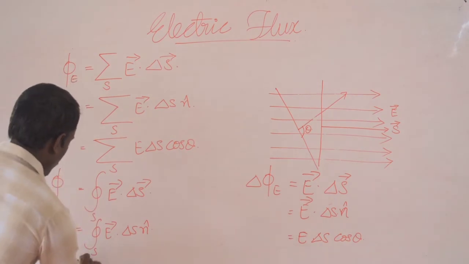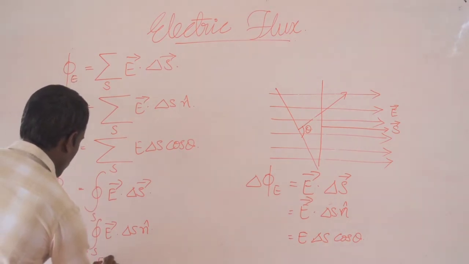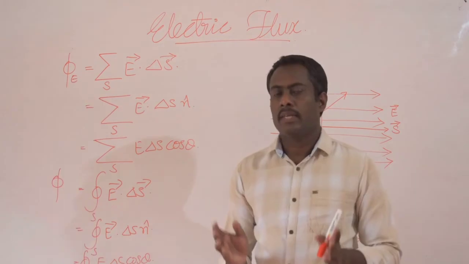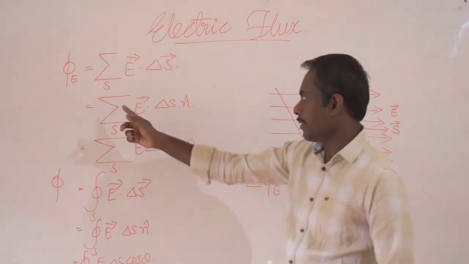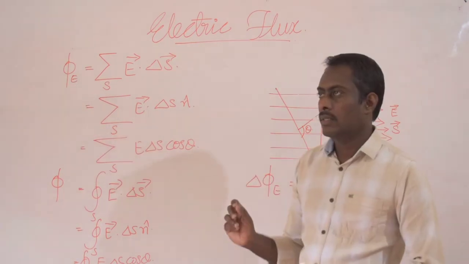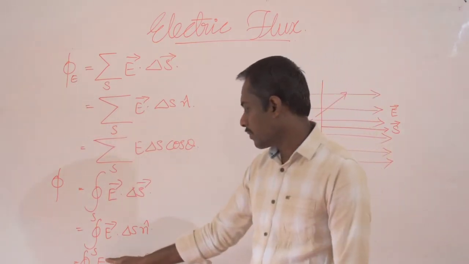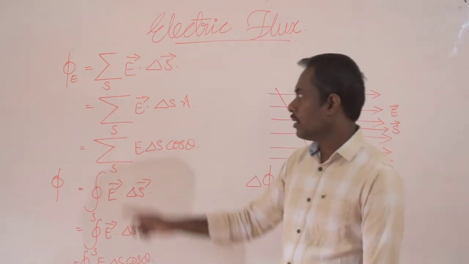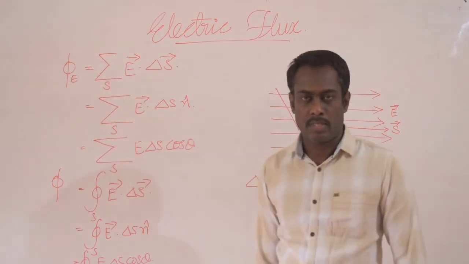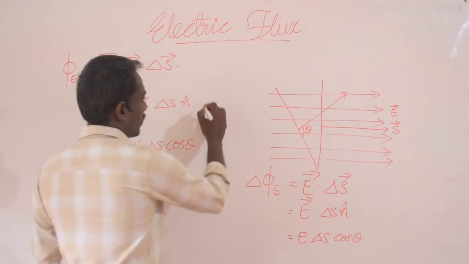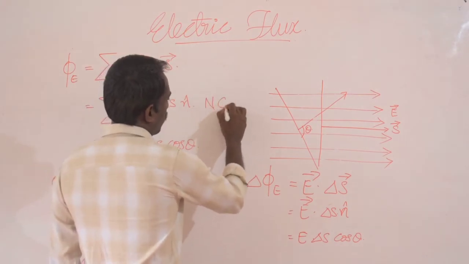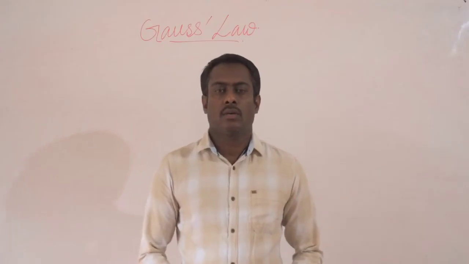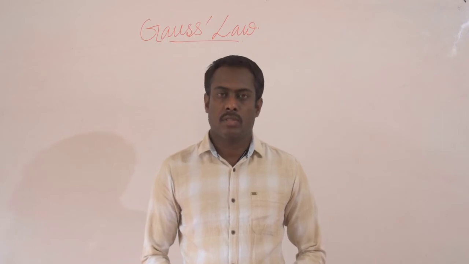So that is equal to closed integral of E into delta S cos theta. The electric flux phi E is expressed as the scalar product of the electric field and the surface area S, and it is clear that the electric flux is a scalar quantity. The SI unit of electric flux is Newton Coulomb inverse meter square. Gauss law correlates with the electric flux through a surface.